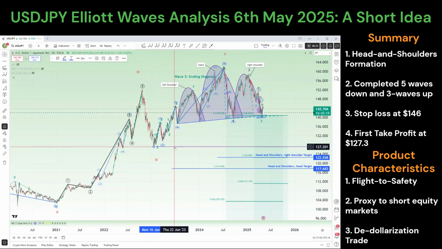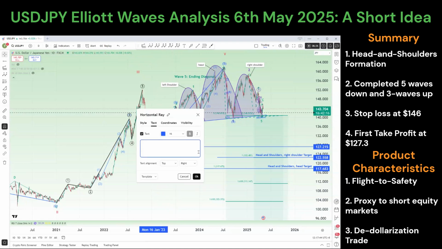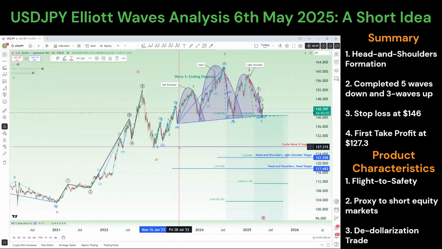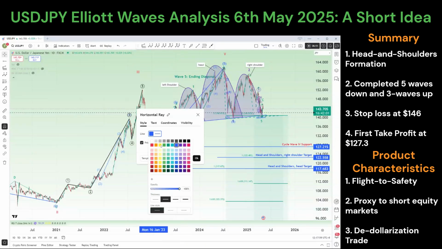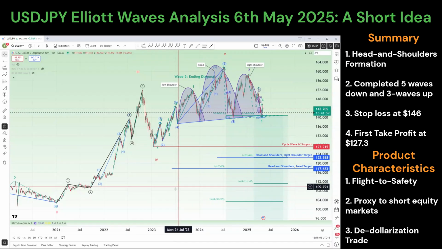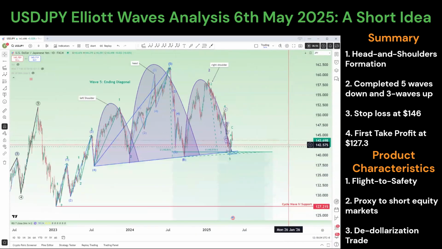Now this is a wave four, cycle wave four support. Okay, because my cycle is red color, I'll just put it over here. Okay, change this to red. Now then this is another support that we have.